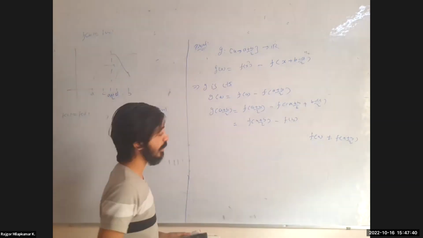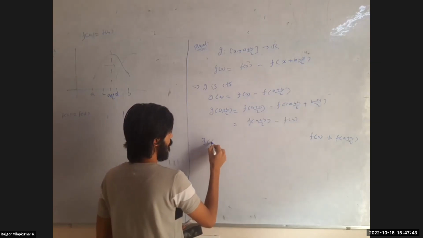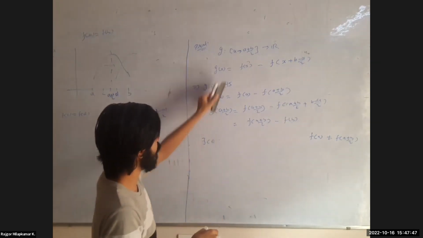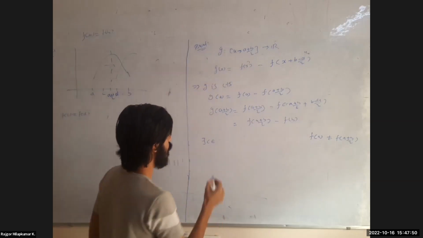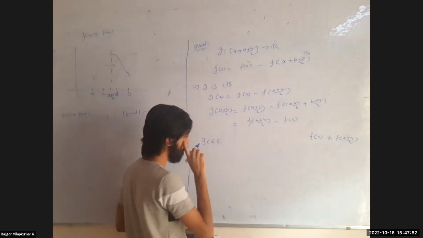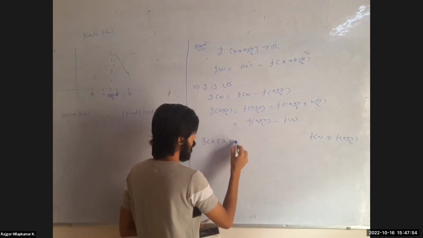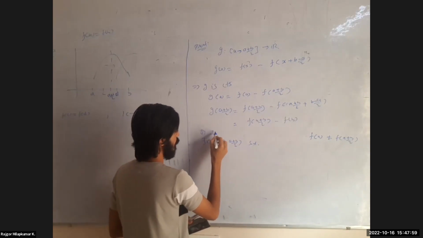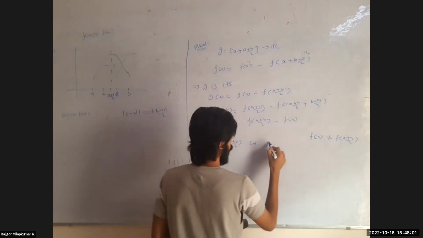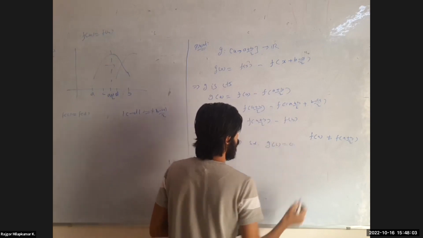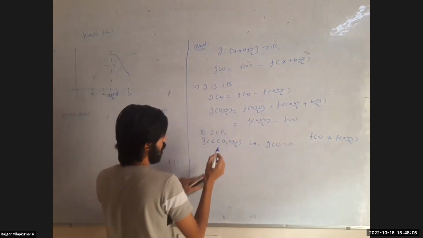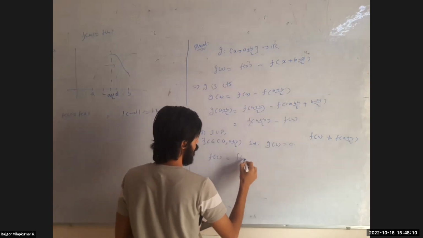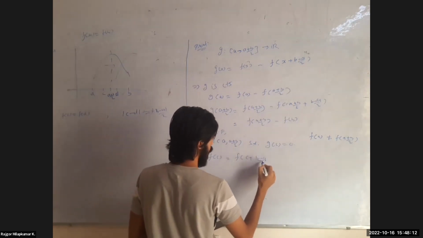So there exists some c inside the open interval a to a plus b by 2, such that, by the intermediate value property, g of c is equal to 0. So what is g of c? f of c equals f of c plus b minus a by 2.